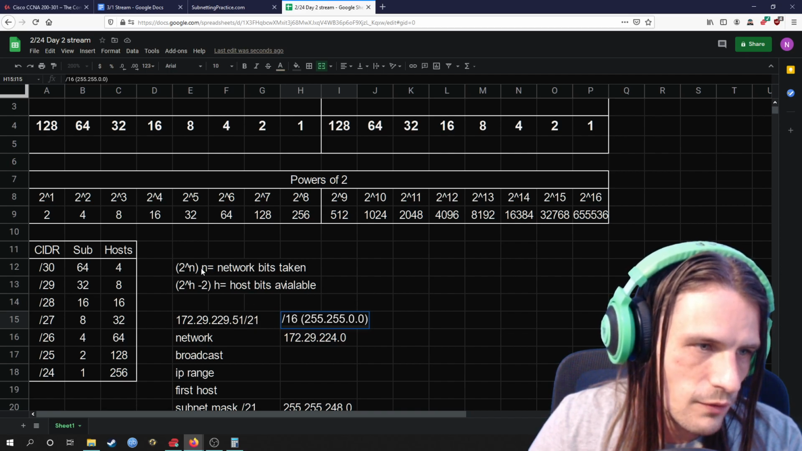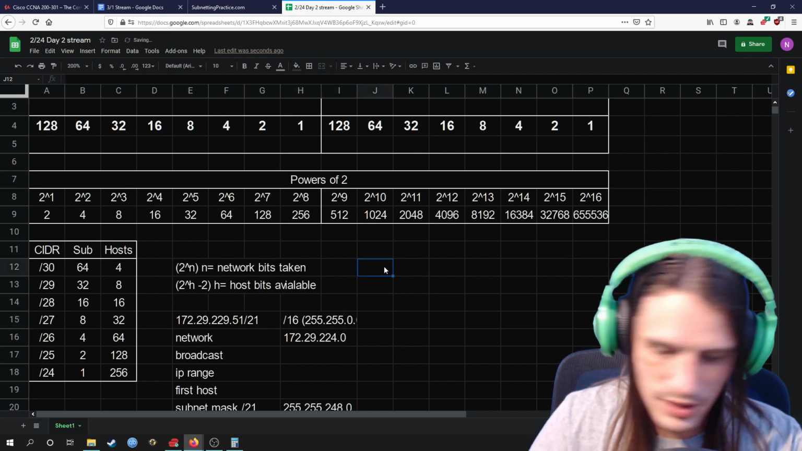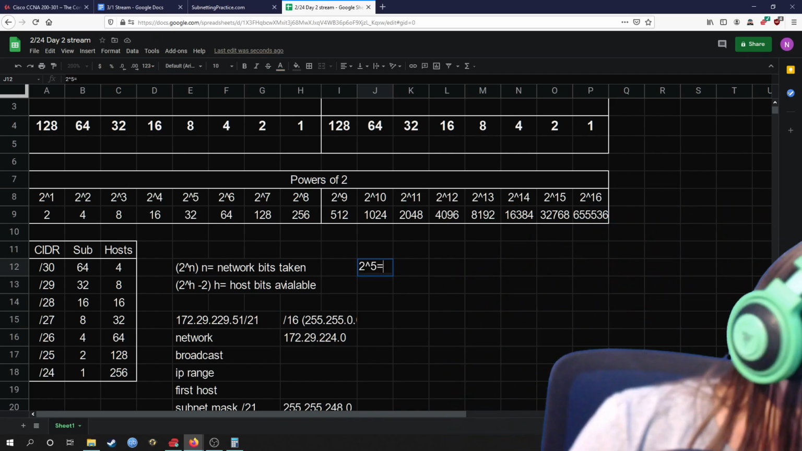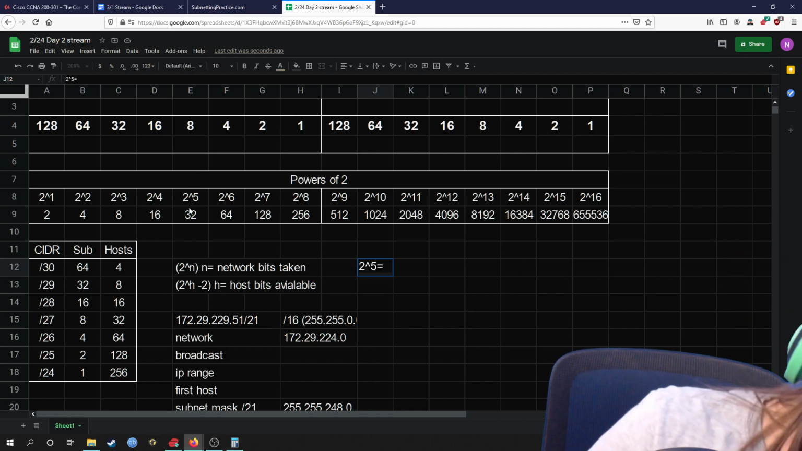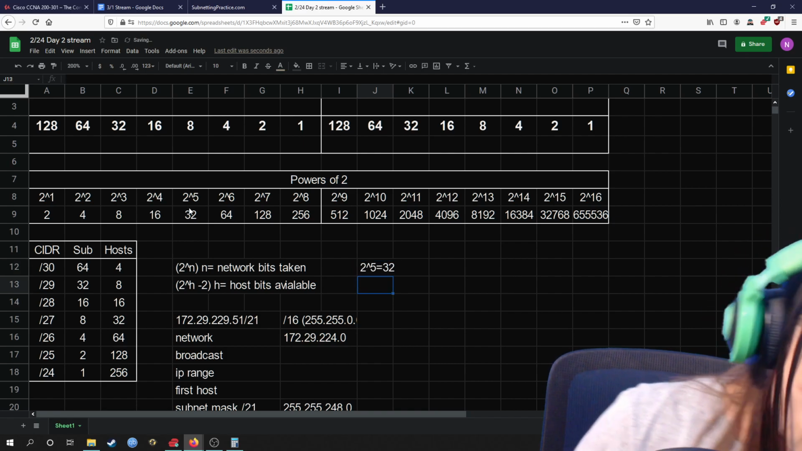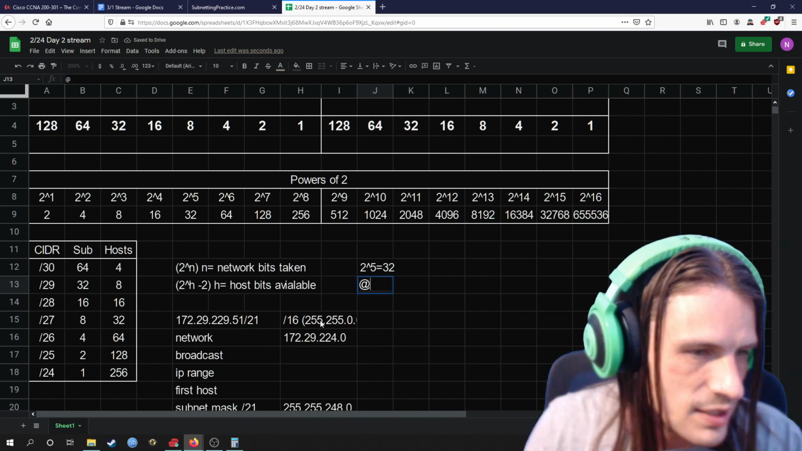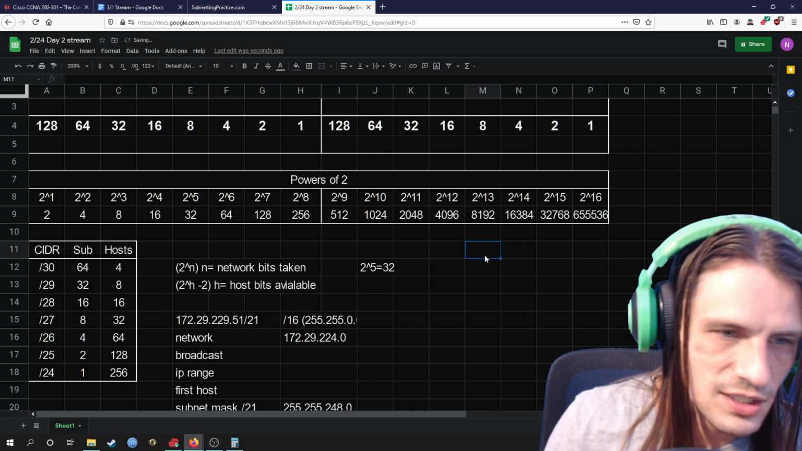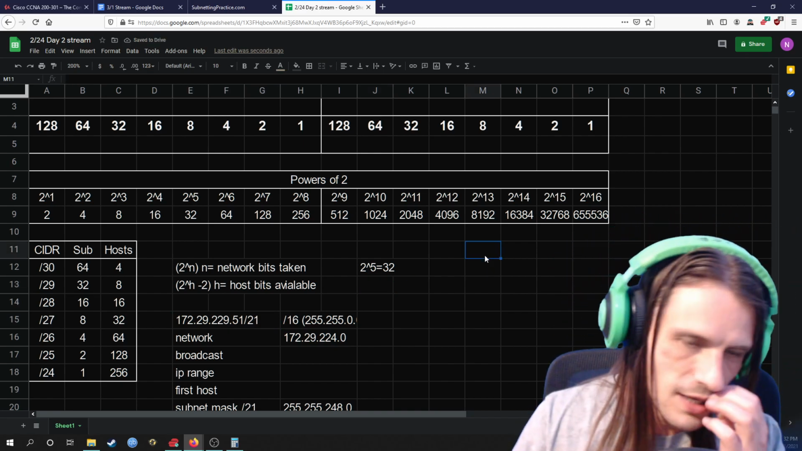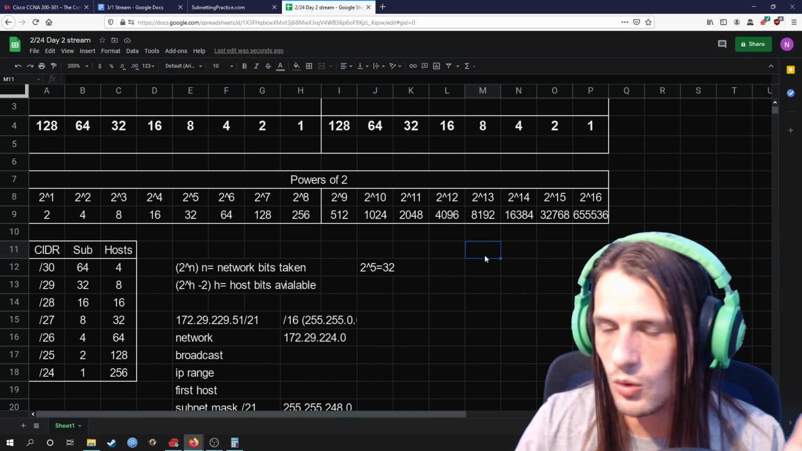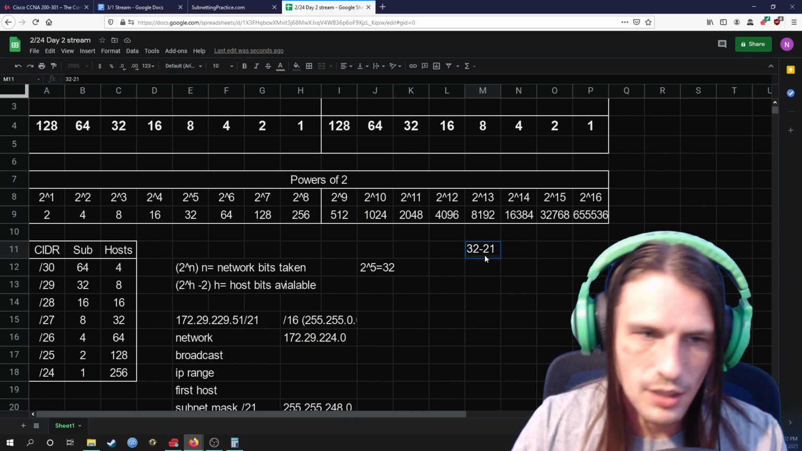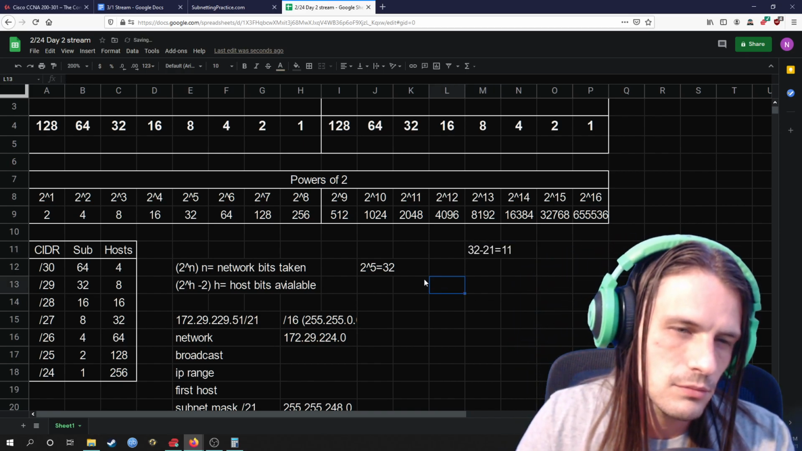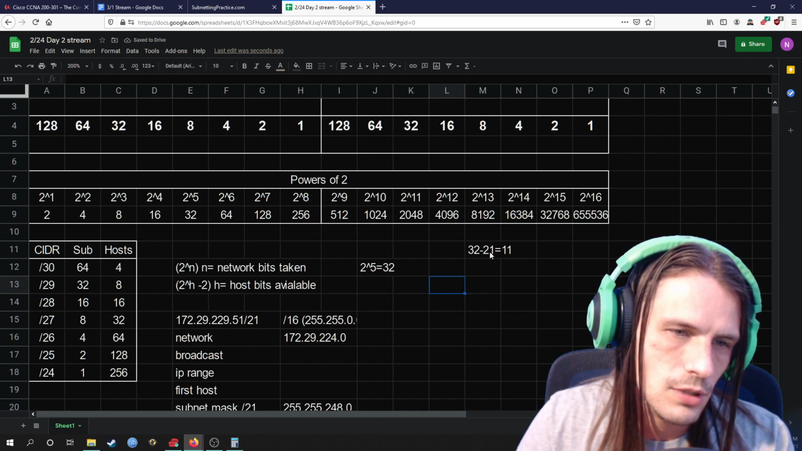So we borrowed 5 network bits. So that's 2 to the 5th, which equals 32 networks. And then your host bits: if your subnet mask is 21, you take 32 minus 21, because 32 is the total amount of bits you have. So that equals 11.